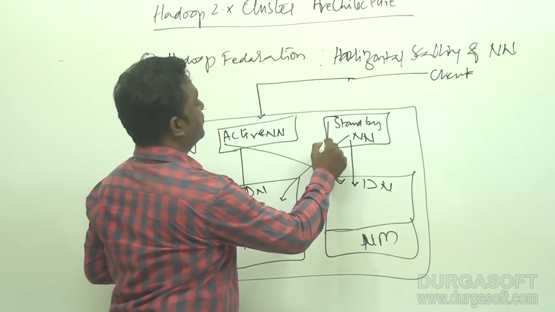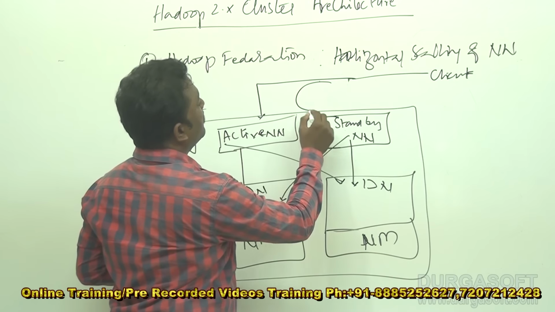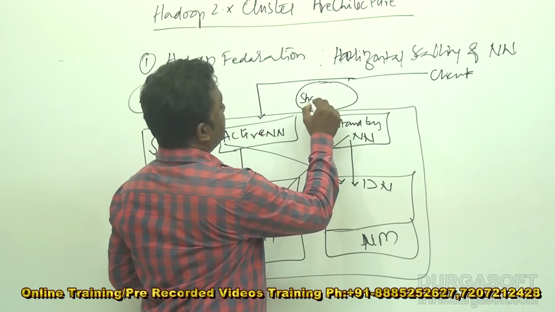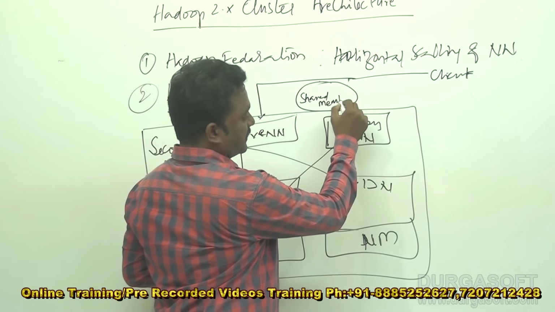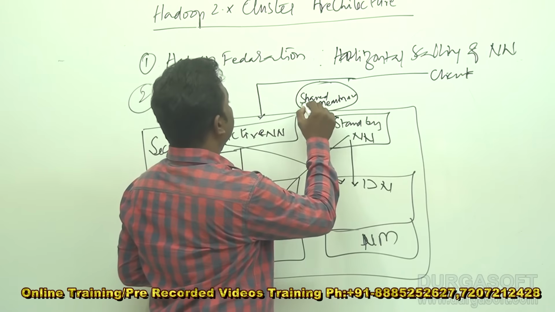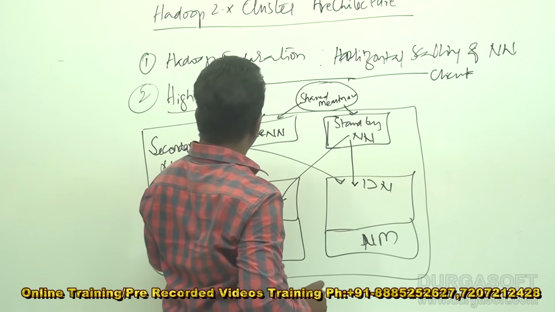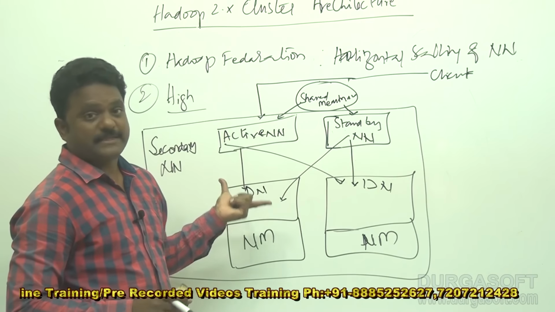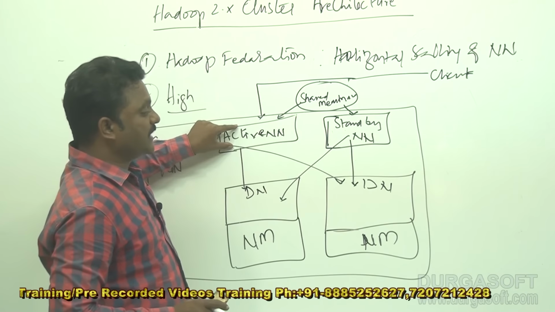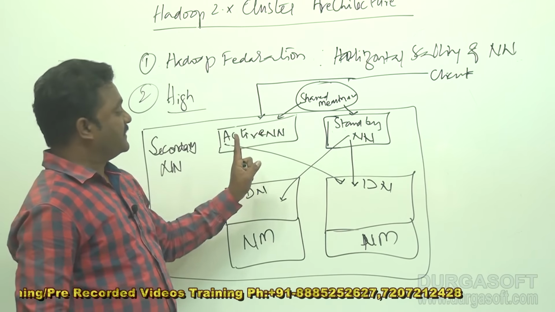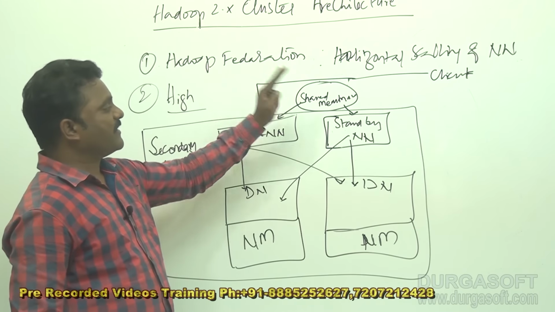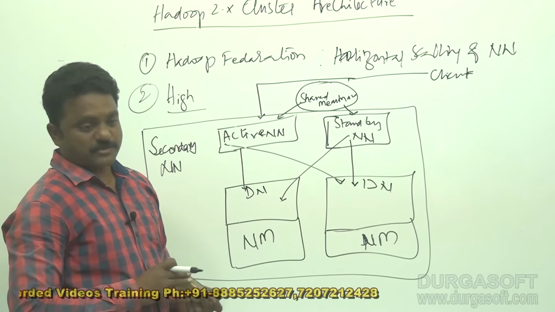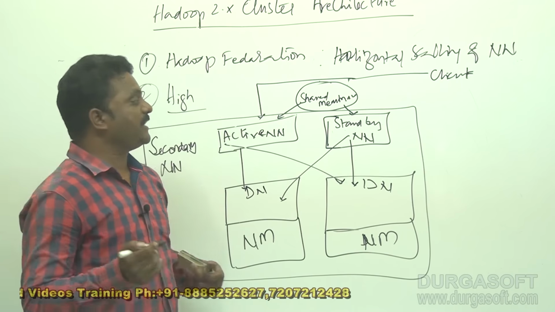In fact, they would share a common storage here, which we call shared memory. These two nodes, the active and the passive name nodes, share a common memory. That means whatever is in the active name node is always copied onto the shared memory. If this has any problem, all the data is shared from this memory onto the standby name node. So this is how high availability can be explained.